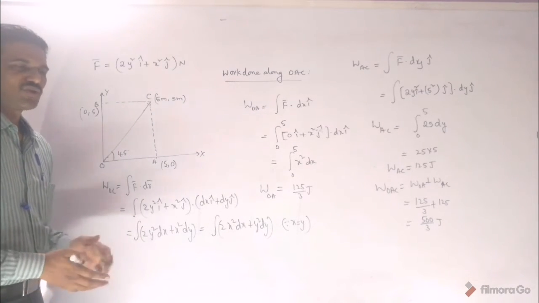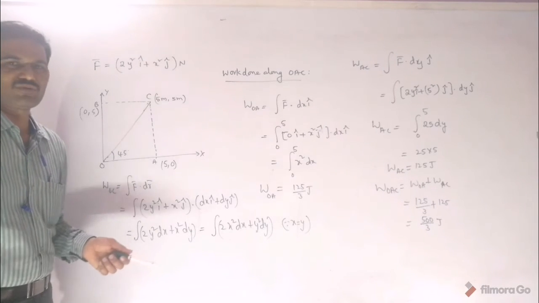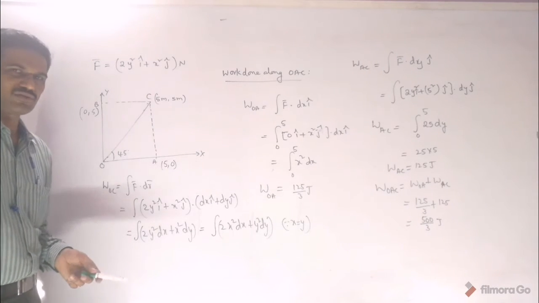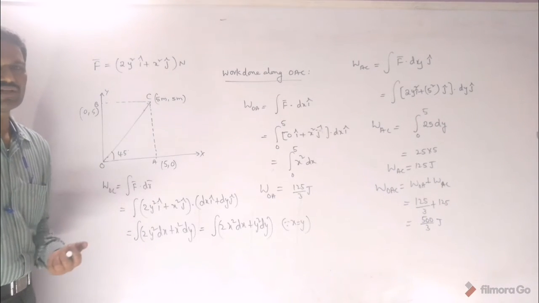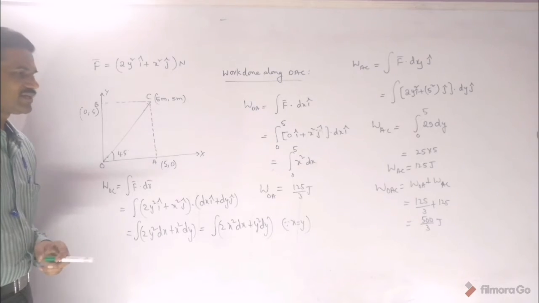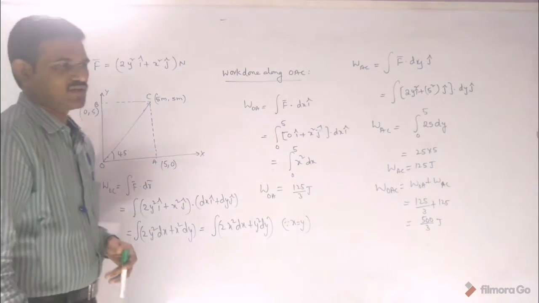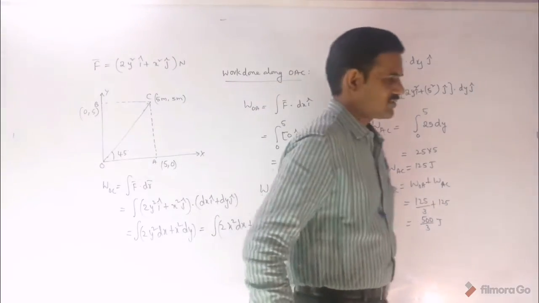Is it clear? So now we can conclude that this work done, that means this force, will be a non-conservative force. So like that, you need to verify whether this is a conservative or non-conservative force. Then complete that integration. Then according to our conclusion, you should get different values of this work done along these different paths, right?